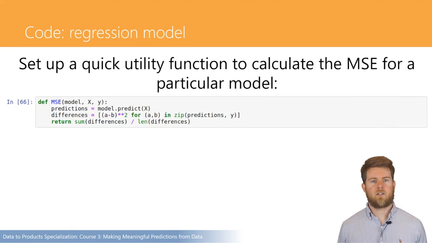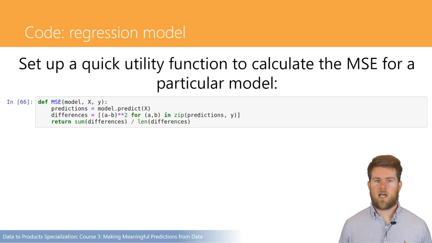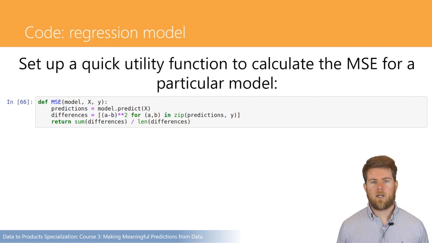Okay, next thing we need is a quick utility function. This is just a function to calculate the MSE for a particular model. So we will pass a model into this function, which really corresponds to a set of theta values that we've trained for a particular value of lambda. We also pass it some sample of the data x and some sample of the labels y. So this could be our training set, our validation set, or our test set. And then all it does is it makes some predictions on x using the model. It computes the differences between those predictions and the label that's given, and returns the mean squared error.